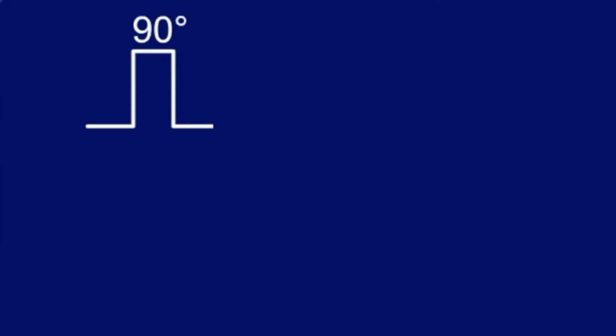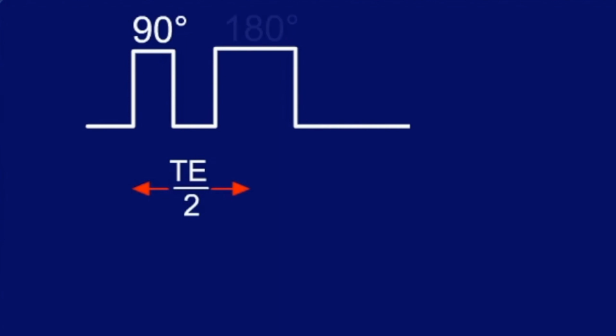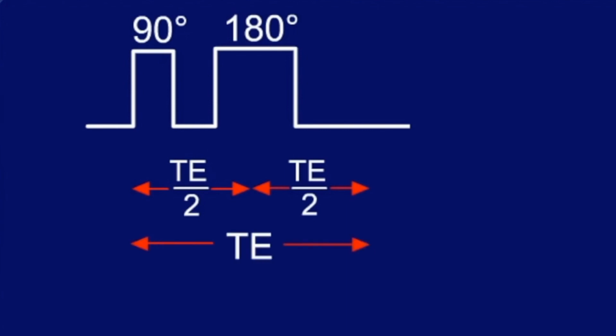When we wait for a certain time, half of TE, to send in the 180-degree pulse, transversal magnetization will have become smaller. After waiting another half of TE, that is, TE after the 90-degree pulse is switched off, we will receive a signal, the spin echo.